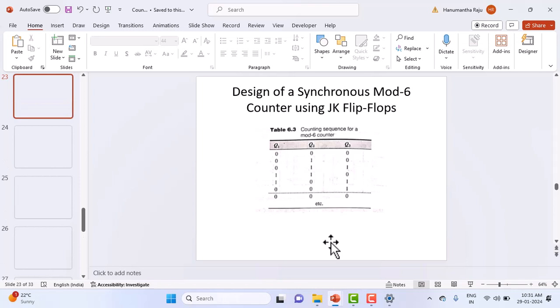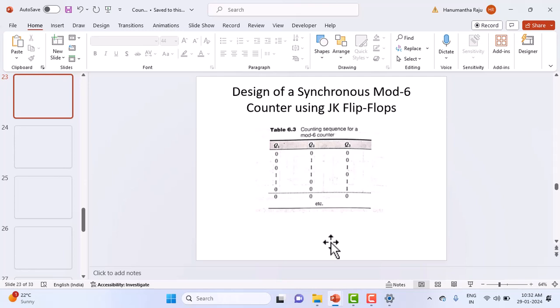I may change data and ask you to design a counter. Here I have discussed mod 6. In examination I may give you mod 5. I may give you mod 8, and ask you to design a counter using JK flip-flop, as I showed you. I may ask you to design a mod 5 or mod 7 counter using D flip-flop. The concept remains the same. In fact, D flip-flops are very easy for designing a counter.